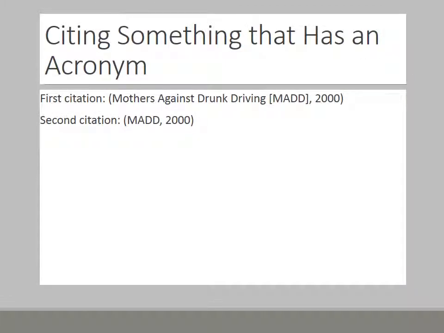There may be some cases where you're citing something that has an acronym. It's a much shorter way to state the company or organization or government agency. The rule is the first time you state it in the paragraph or cite it, you are to write the entire thing. For example, Mothers Against Drunk Drivers. And then in brackets, right behind it, put the shortened form and then finish the citation or finish the sentence. The second time you use it in the sentence, then you can use the shortened form.